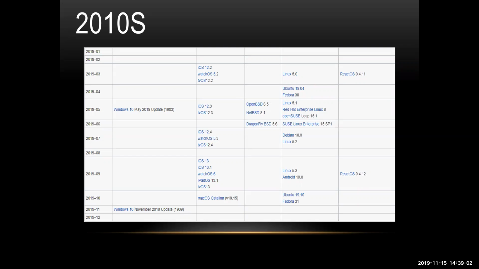and then October, we had Mac OS Catalina version 10.15, Ubuntu 19.10, Fedora 31. And then November of 2019, Windows 10 November 2019 update will be released. And then we still don't have anything for December 2019 and moving forward.